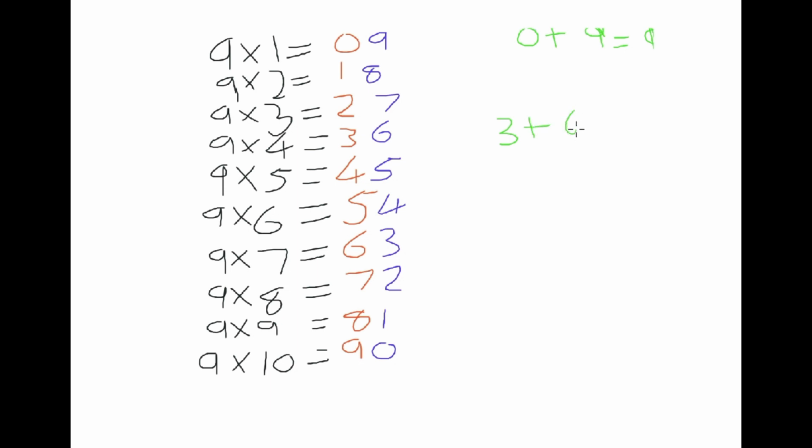Let's try 9 times 4. Our answer is 36, 3 and 6. So we add 3 plus 6, which equals 9. For 9 times 8, we have 72, which is 7 and 2. So we add 7 plus 2. We get a 9. This is the same for all the answers if you look closely. Try all the other numbers multiplied by 9 and you'll see.